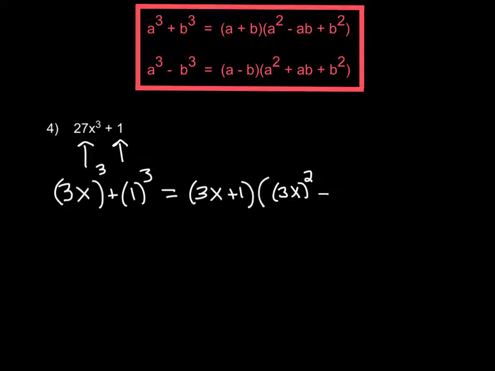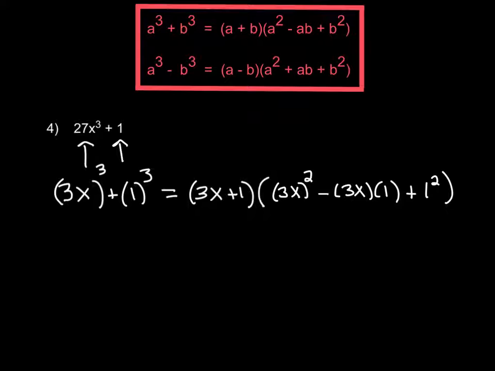And now it says take the first base of A and the second base of B and multiply them together. So here, instead of an A and a B, we have our first base being a 3x and our second base being a 1. So we're going to take those and multiply them together. So 3x times 1. And then we have plus the second base squared. So plus our second base is a 1. So we're just going to take 1 and square it.